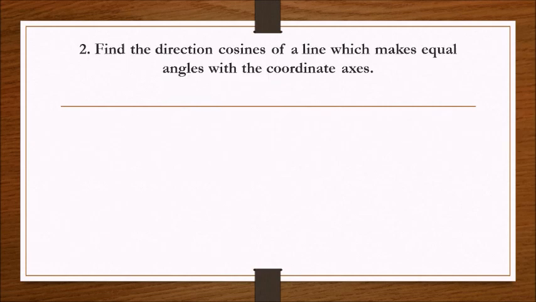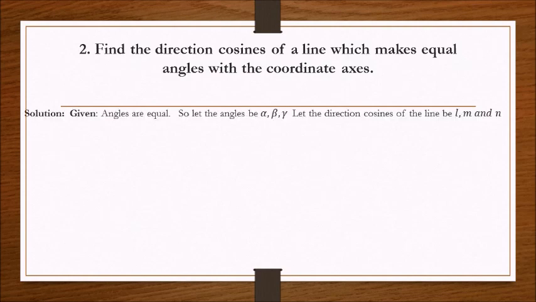We move on to the second question. Find the direction cosines of a line which makes equal angles with the coordinate axis. Now here what is given? The angles are said to be equal. So the direction cosines are said to be equal means what? Cos alpha equal to cos beta equal to cos gamma. So cos alpha equal to cos beta equal to cos gamma is already given. So we write a note. So the angles are equal.